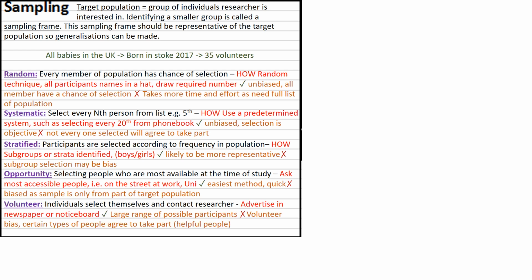Okay, and the last one, volunteer. Now, there's often a tendency to assume a volunteer is going up to people and asking them, and then them agreeing to take part. So that's an opportunity sample. We need to be very clear, if we're talking about a volunteer sample, that the participants see in some way that the research is taking place, not being asked directly from the researcher or anybody else. And then they take it upon themselves to go and contact the researcher.